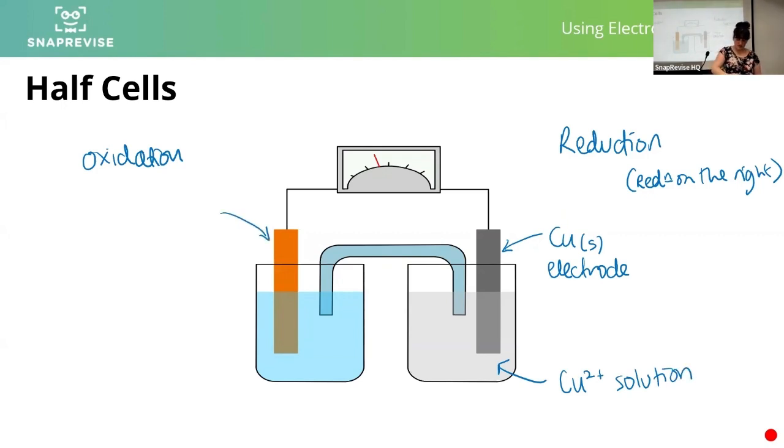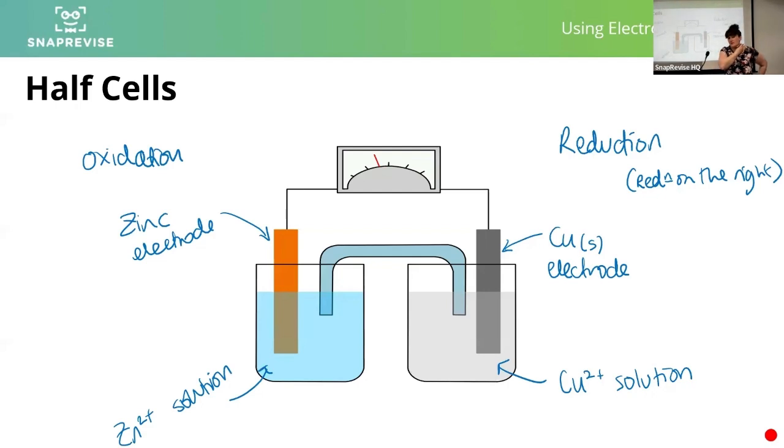And therefore, on the left, this must be my zinc electrode. Zinc electrode. And this must be my zinc solution. I didn't give it a charge, sorry. And again, it would be Zn2+, so zinc 2+ solution.